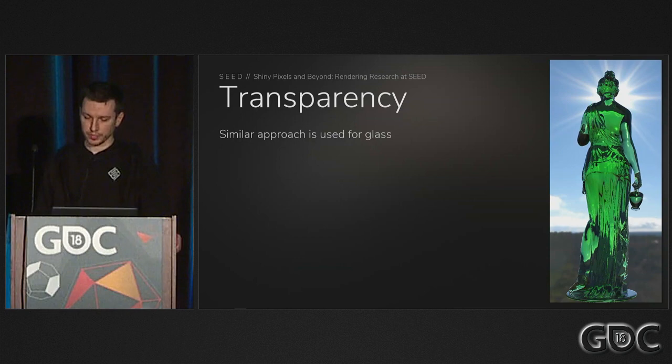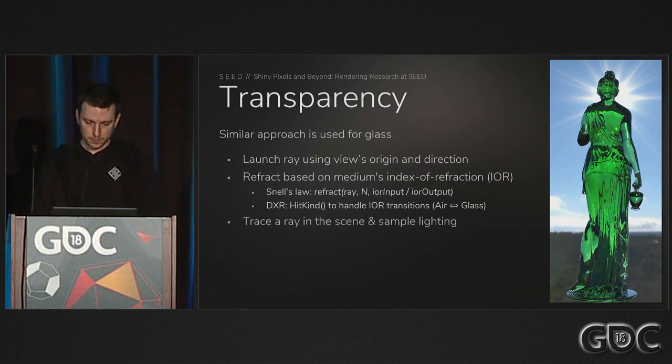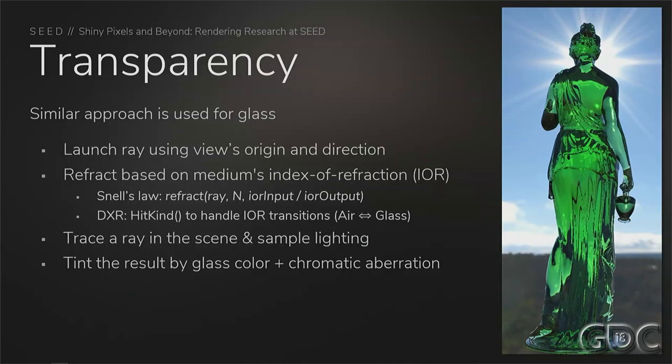A similar approach can be used for glass, but instead what you can do is you can just warp the ray based on the view origin and direction. We apply refraction based on the good old Snell's law with IOR values for inside and outside the medium, here air and glass. And what's really cool about DXR is that you know if you've gone in and out of a medium by checking triangle face transitions, so you can flip the IOR sign there. We trace a ray in the scene, sample lighting, and then we finish by tinting the results, or you can do something more complicated, or chromatic aberration, for example.